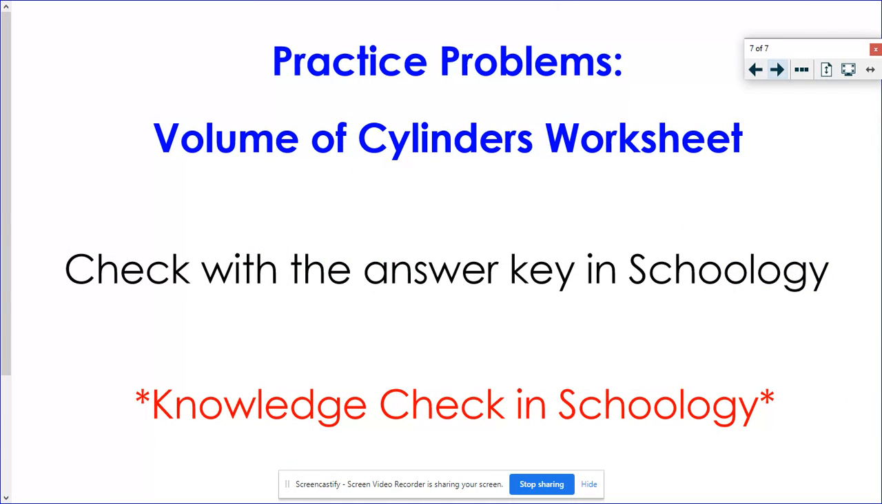So today you're going to have a worksheet. It's volume of cylinders. It's just crunching numbers. It's practicing this formula. Make sure that you check your answers in Schoology with the answer key. And then when you're all done, there's a knowledge check or a learning check to just make sure that you're all good with this. If you have any questions, let me know.